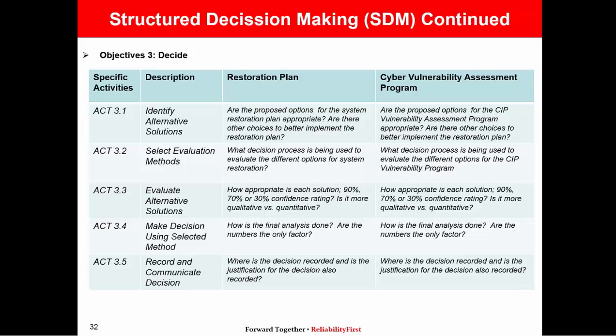Once that decision process is completed, we have to record it and communicate it to the organization, the people that are involved, or the stakeholders. Act 3.5 is really about ensuring that we write down that decision and possibly the justification for it, so that if someone has questions about it later on, they can refer back to that formalized decision.